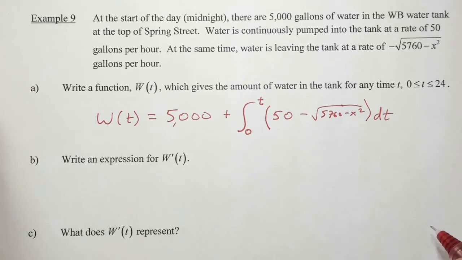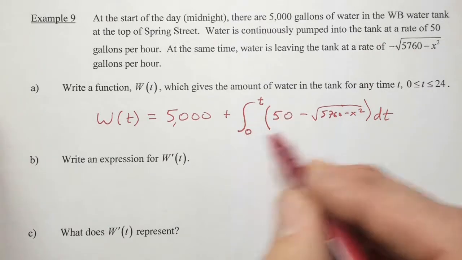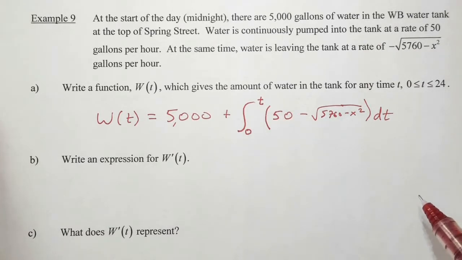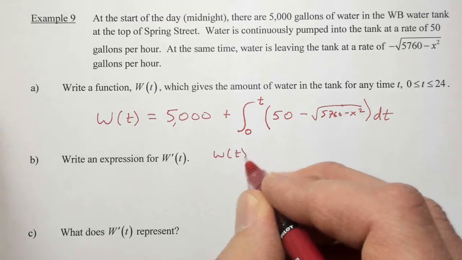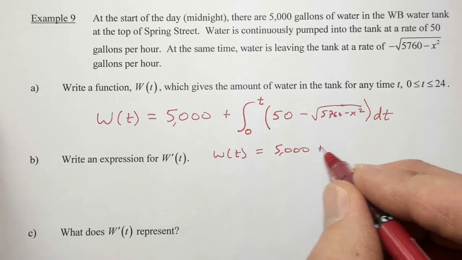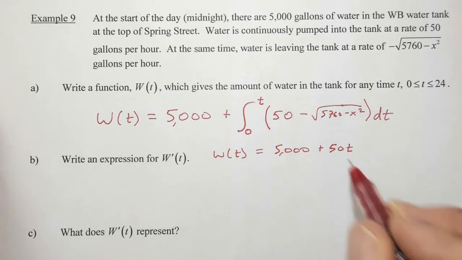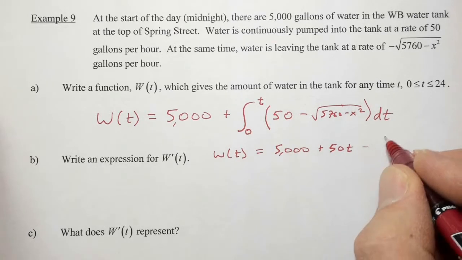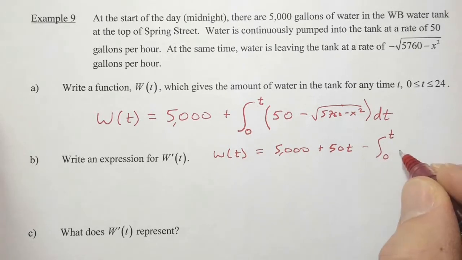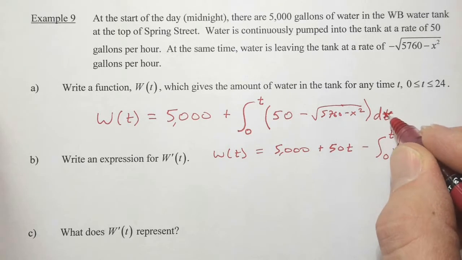And some of the astute-eyed observers might notice that, hey, you know what, this 50, because it's just 50 gallons per hour, can we just not have that inside the integrand? And it's true, you could actually write this slightly differently. We could have this as 5,000 plus 50t because it's 50 gallons per hour. Well, how many hours? t hours? Boom, there we go. We just multiply that by 50. And then we just subtract our integral from 0 to t of square root, again, the negative sign is already out front, 5760 minus x squared dx. This should have been a dx right here. I apologize for that.